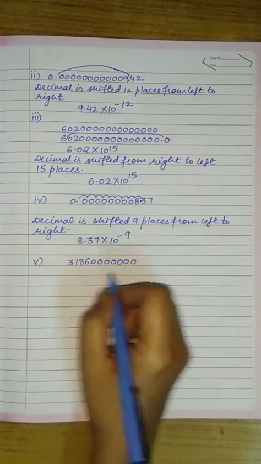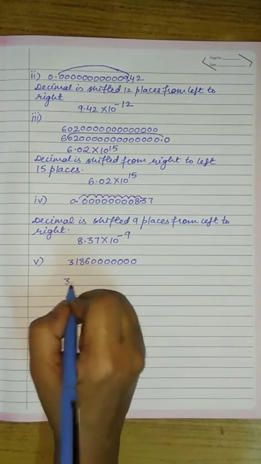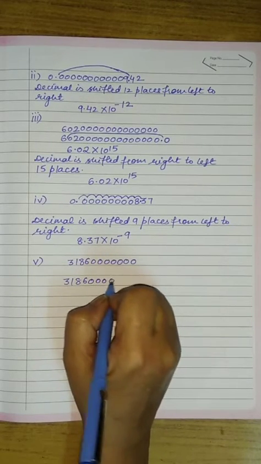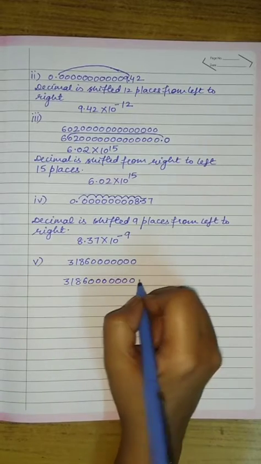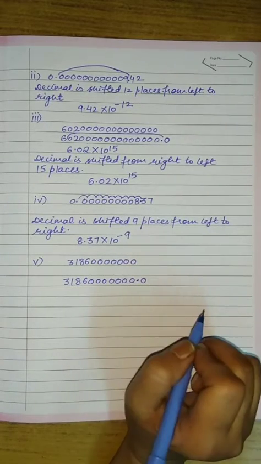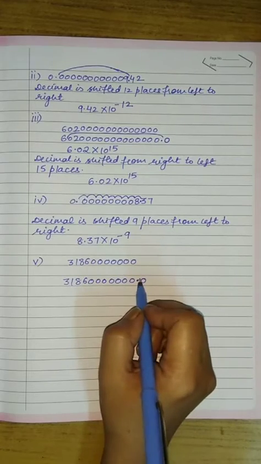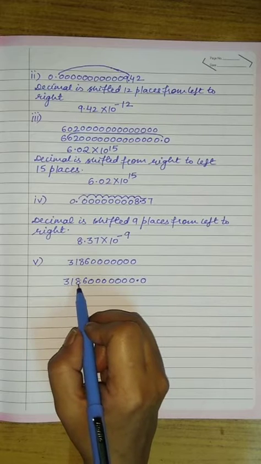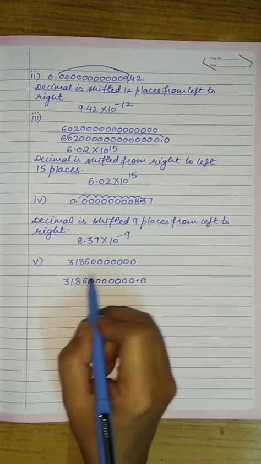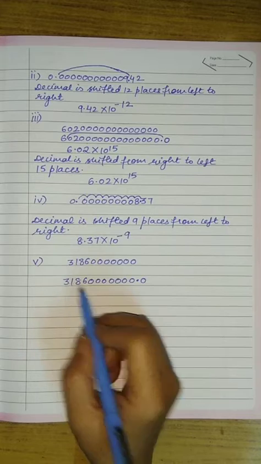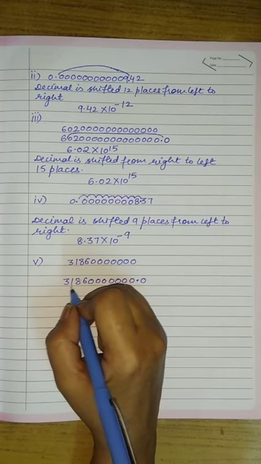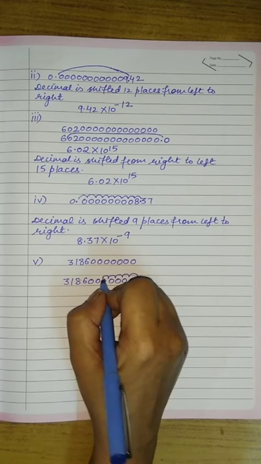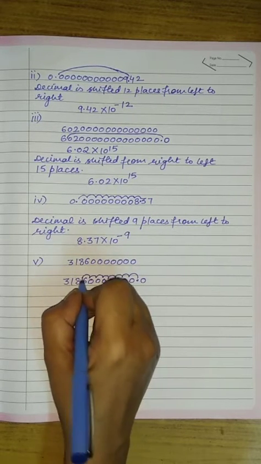I have 7 zeros. So again this number is a whole number, so I will put the decimal after the last 0, and decimal and 0. Now how many places do I have to shift the decimal? We have 7 zeros and 3 digits also, 1, 8, 6, so that the decimal will come after 3. So 7, 1 and 8, 9, 10. So I have to shift the decimal 10 places to get it after digit 3.